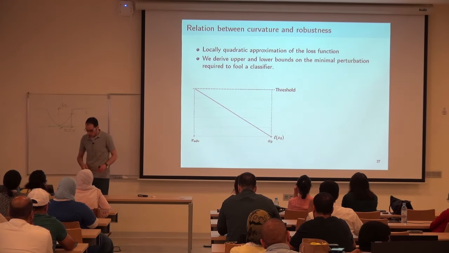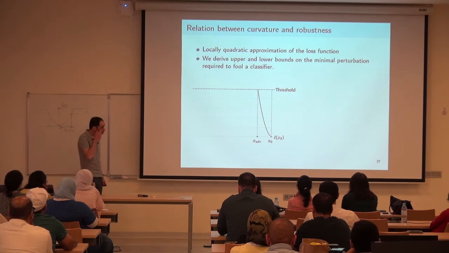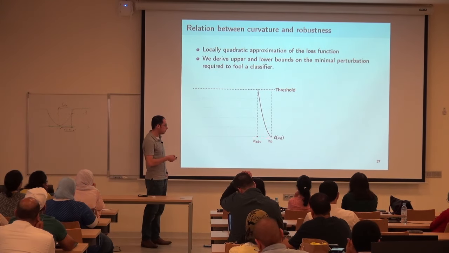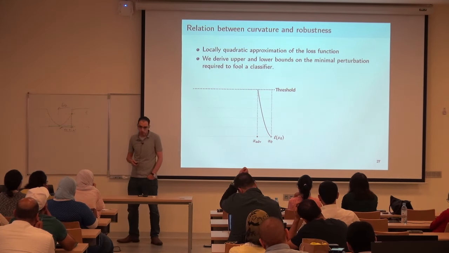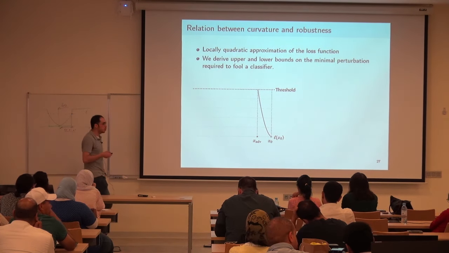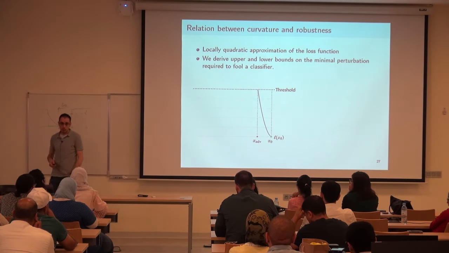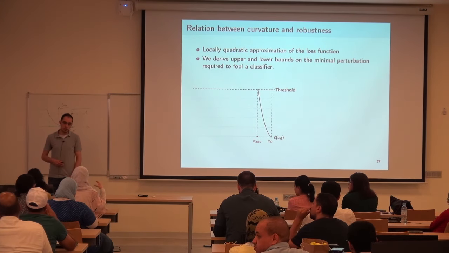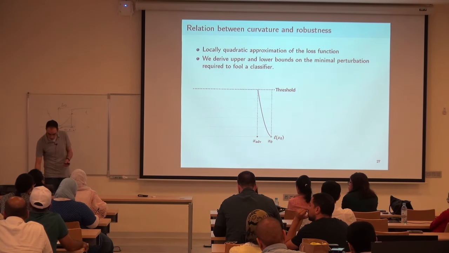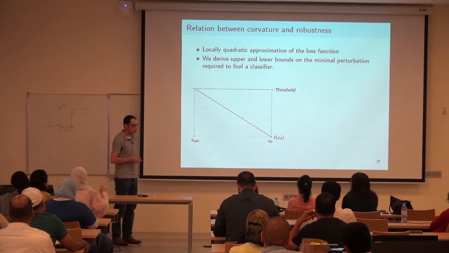So as you make your loss function more and more curved, positively curved, the distance between x0 and x is going to get smaller and smaller. Hence this very simple toy example shows the relation between high curvature and low robustness. So I just want to highlight here the relation between curvature of the loss function at x0 and robustness.